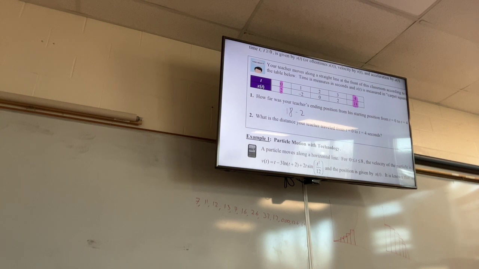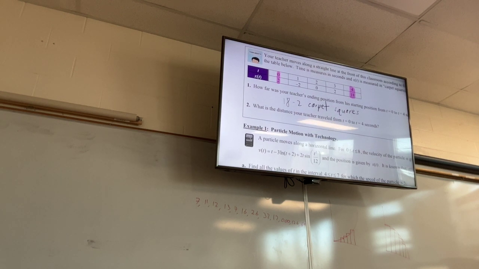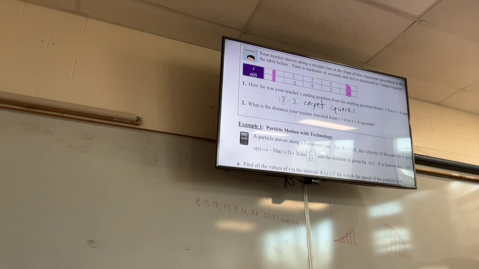18 minus 2 carpet squares. Oh, I love carpet squares. I used to go to story time at the library when I was little. I had to grab a carpet square. I remember every time they'd say, "Hey, everybody, grab a carpet square." Which library? The White River Public Library, down in Center Grove. No, I'm from the south side.